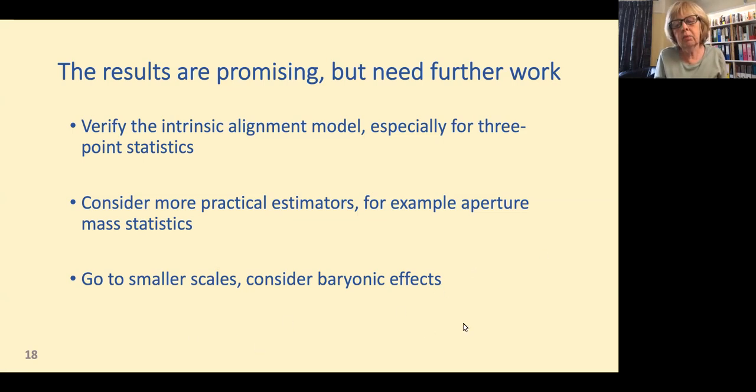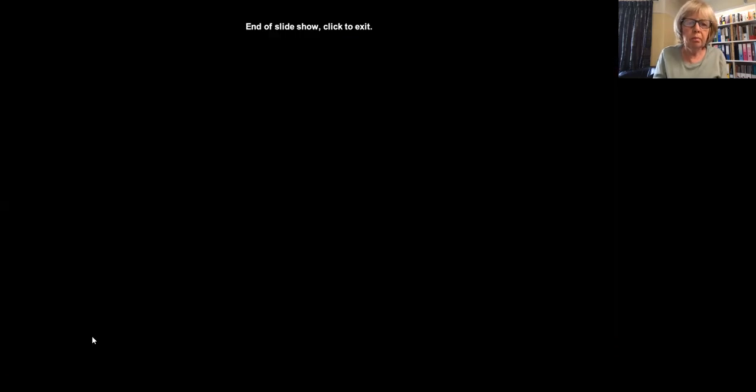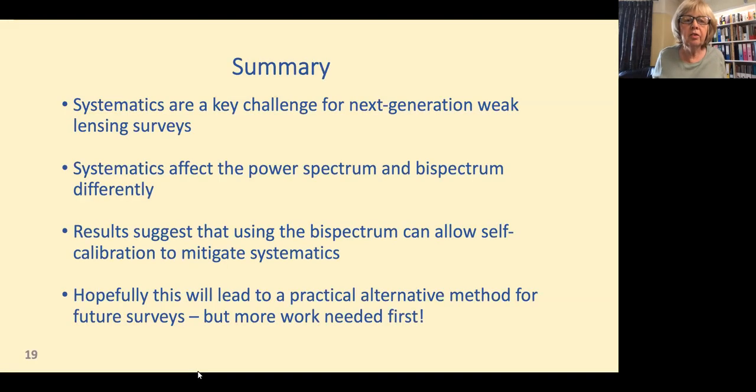And then the other thing that might be followed up is to consider other systematics, and in particular to go to smaller angular scales, and consider systematics due to baryonic effects, which are another problem for weak lensing. However, in summary, we think that this is actually quite a promising way forward. Systematics are a key challenge for next generation weak lensing surveys, and it's useful to look at other ways of dealing with them.